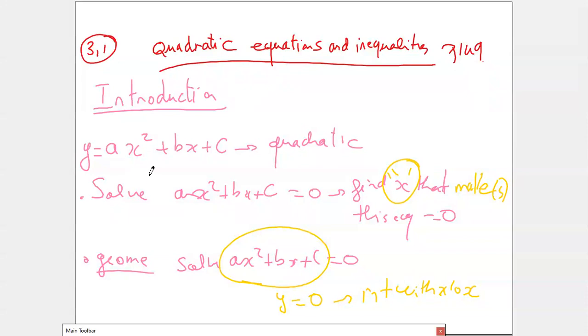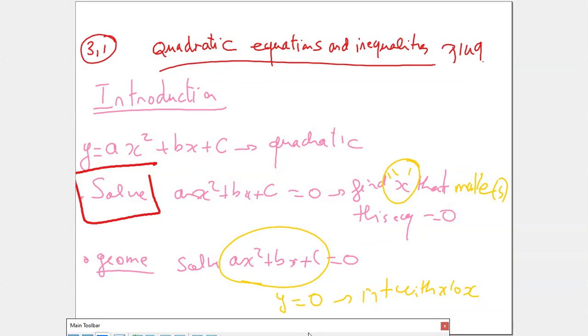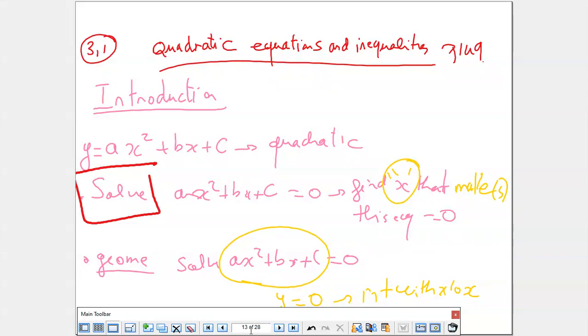And what does it mean geometrically or graphically to solve ax squared plus bx plus c equal to zero? It means I need to find the intersection with the x-axis. So if I graph it, what are the intersection points? Algebraically, I need to find the values of x, and I can see it graphically by finding the intersection with the x-axis.